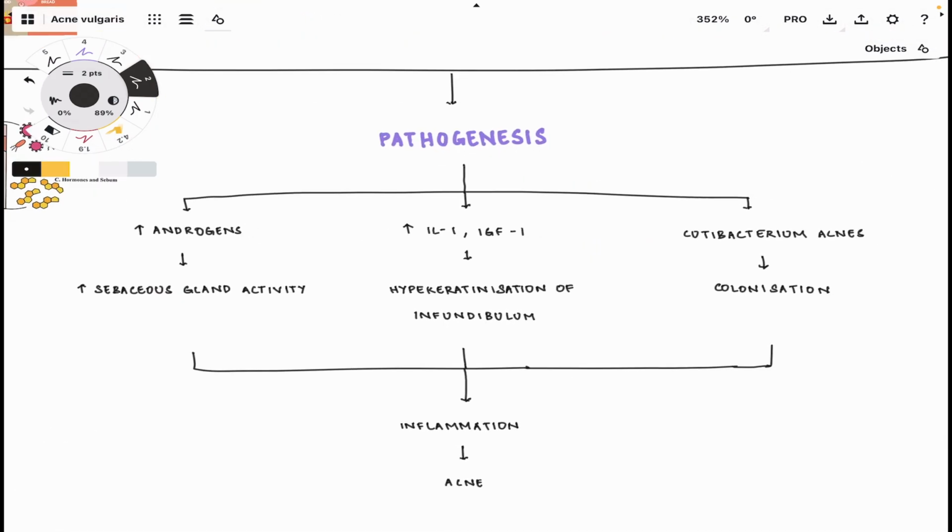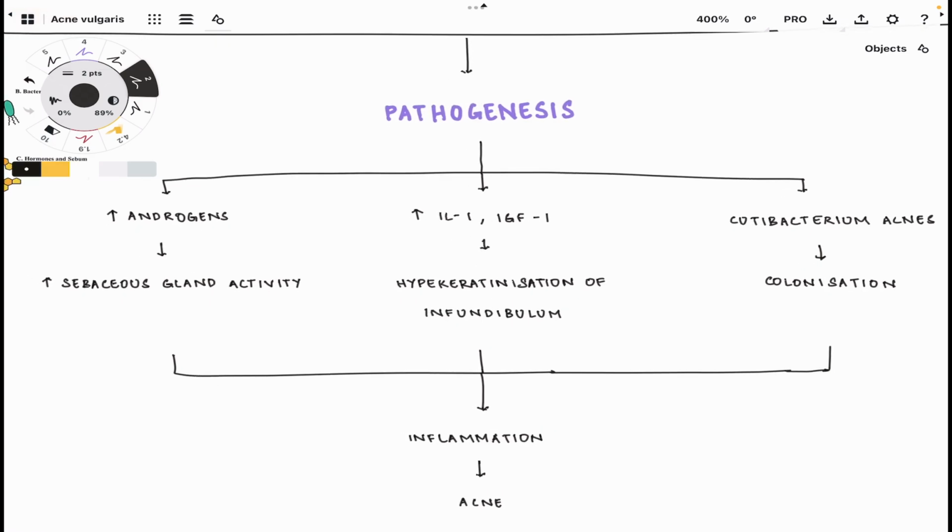The next concept we have is pathogenesis of acne. It happens via three pathways. The first pathway is due to increase in the secretion of androgens, which is resulting in the increased activity of sebaceous gland. The next pathway is due to increased secretion of interleukin 1 and IGF-1, which leads to hyperkeratinization of infundibulum of the pilosebaceous unit. Next is due to the increased colonization of Cutibacterium acnes in the pilosebaceous unit. All these three lead to inflammation and acne formation.